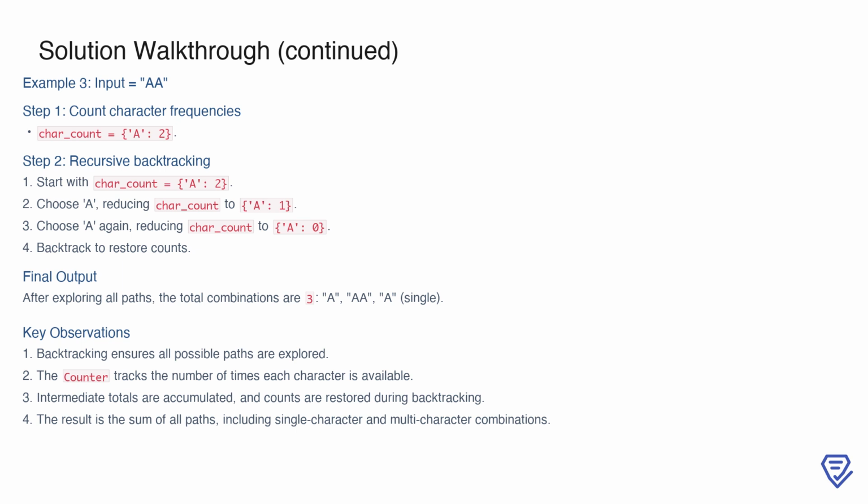This example highlights some key observations about the process. Backtracking is essential for exploring every path while restoring character counts. The use of a counter allows us to efficiently track the availability of characters. Finally, the total output is simply the sum of all valid paths, ensuring that no combination is missed.